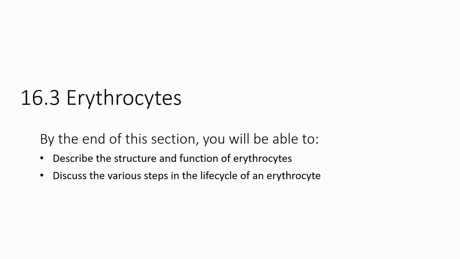So now that we've had some time to take a peek at all the different components of blood, we're going to go ahead and dive into each of the types of formed elements, each of the types of blood cells we see. We're going to start with the erythrocytes. We're going to talk about their structure and function, and then look at the steps involved in the life cycle of an erythrocyte.